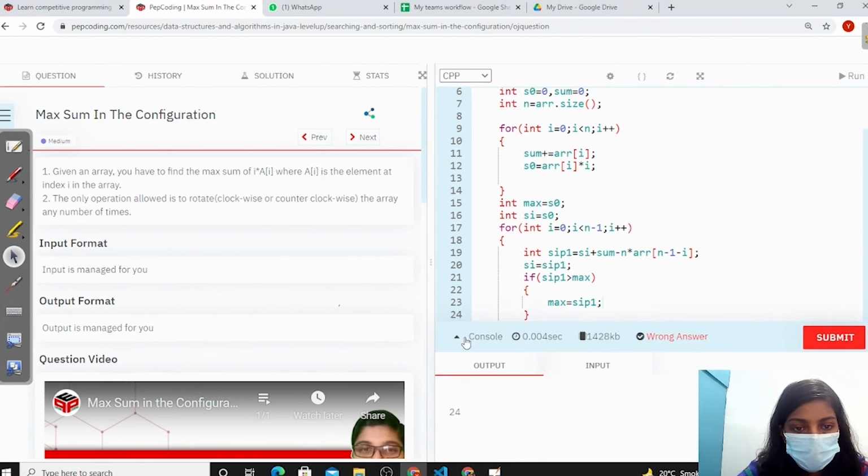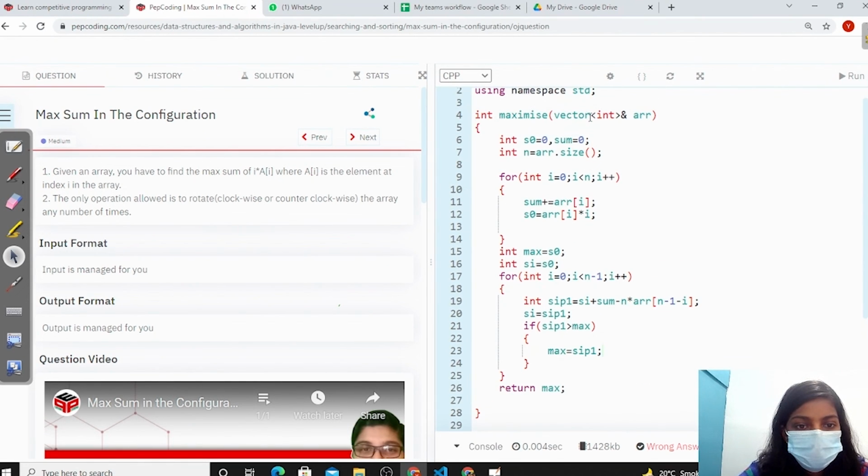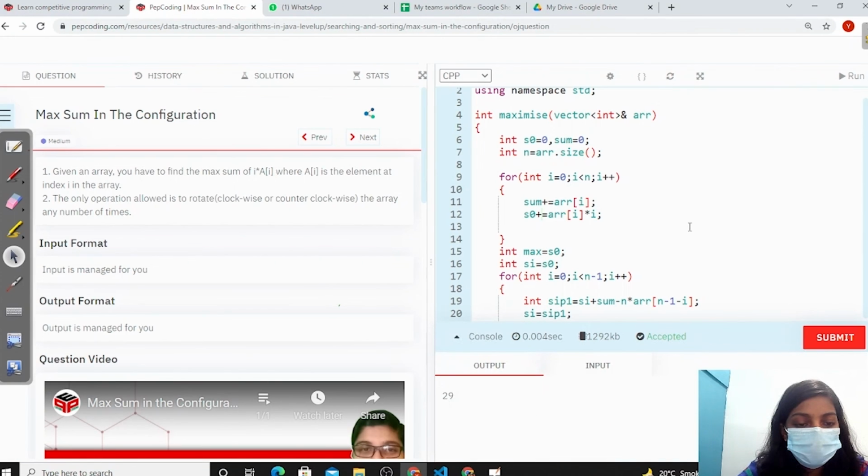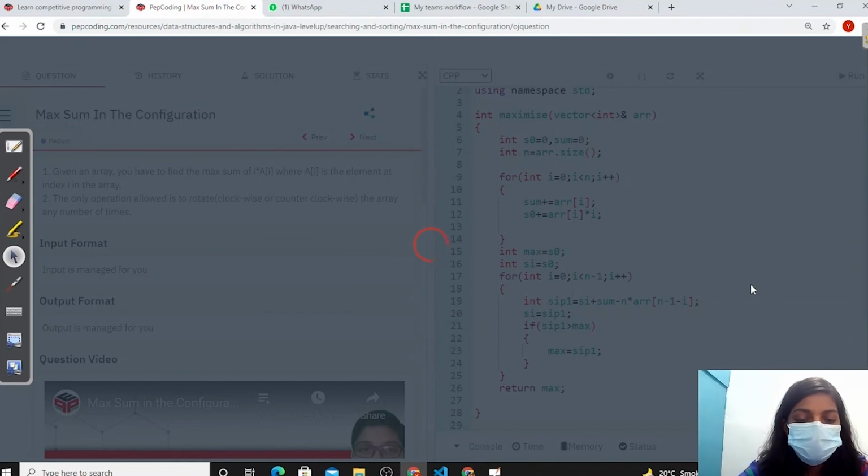I'm getting a wrong output. Int I is equal to 0 till n, sum plus equals to, okay, sum and S of 0 should be plus equals to now. Now let's try to run this. Yes, accepted, and let's try to submit this.